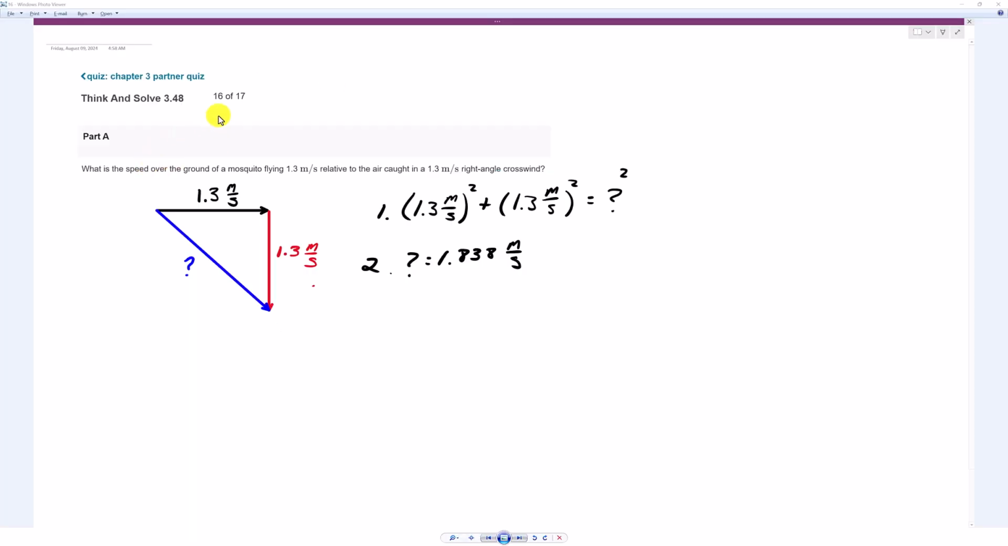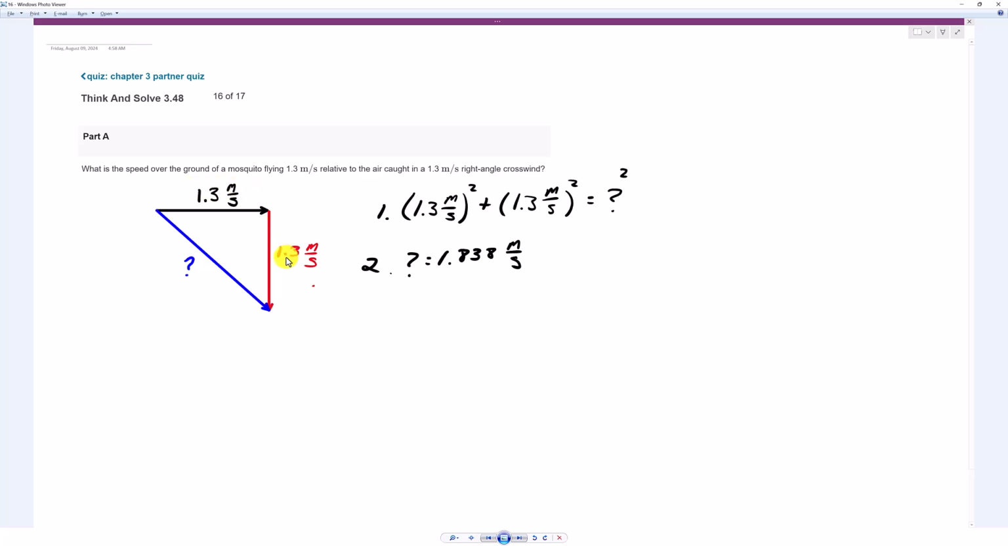Problem 16 of 17, which is Think and Solve 3.48. What is the speed over the ground of a mosquito flying 1.3 meters per second relative to the air caught in a 1 meter per second right angle crosswind? This black vector represents the mosquito's velocity, 1.3 meters per second going to the right. It didn't say it was going to the right. That's just me saying, hey, I'd like it to go to the right.